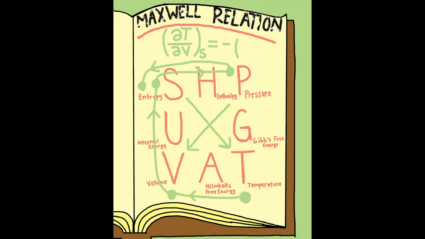This would give us the ultimate Maxwell relation of the partial derivative of temperature over the partial derivative of volume at constant entropy is equal to the negative partial derivative of pressure over the partial derivative of entropy at constant volume, where the right side of this equation is negative because the arrowhead is facing away from pressure.